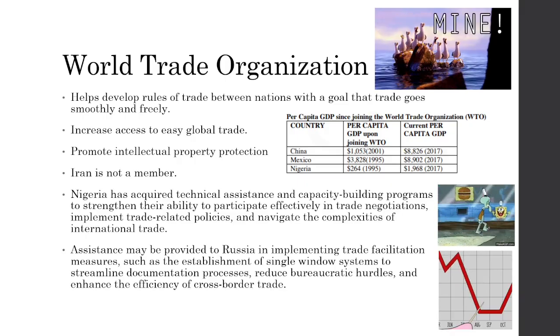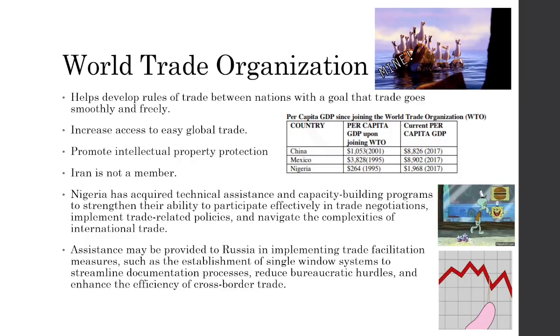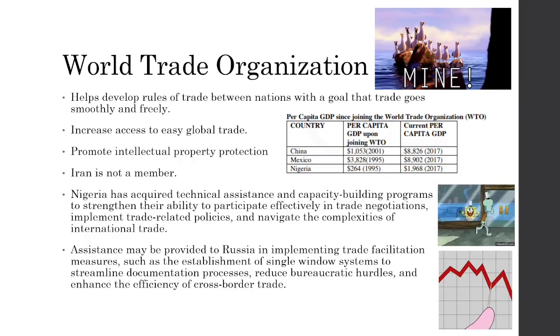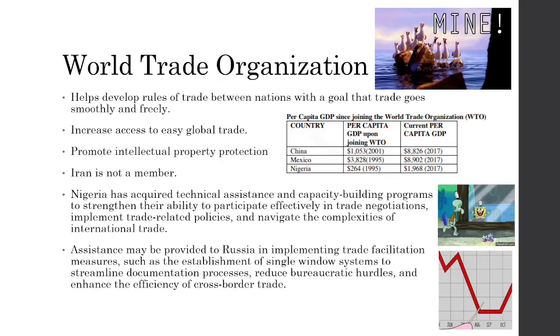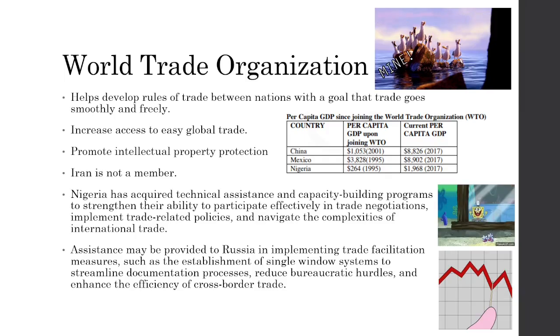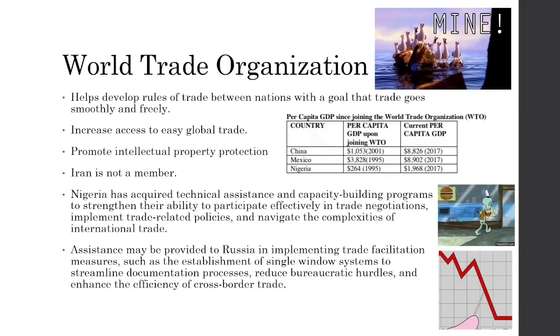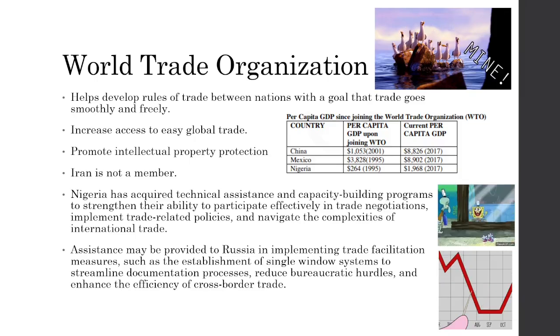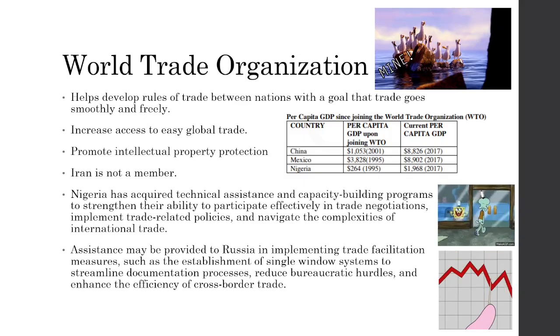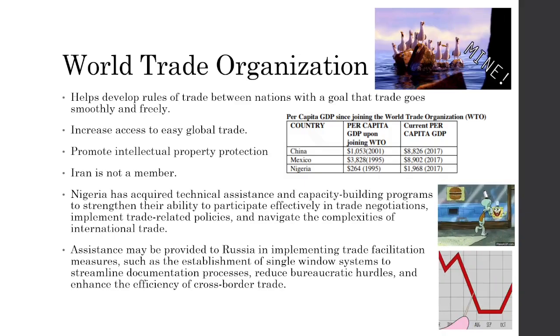Assistance may be provided to Russia in implementing trade facilitation measures, such as the establishment of single window systems to streamline documentation processes, make sure there's transparency, reduce bureaucratic hurdles so the government can't get as involved, and enhance the efficiency of cross-border trade. Because trading in Russia right now is a little more challenging than trading in, say, Mexico. The government has a bigger role in that, and the World Trade Organization is trying to find ways to make the trade more smooth and decrease this government role and dependency.